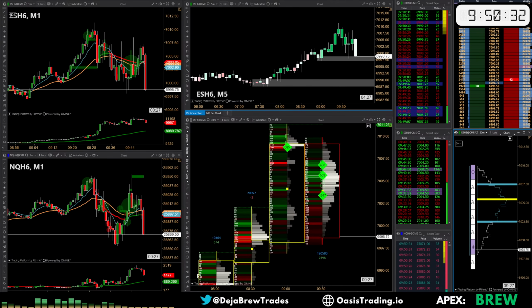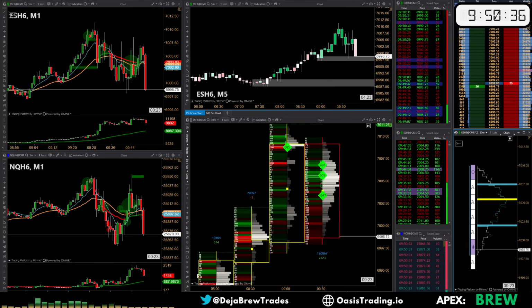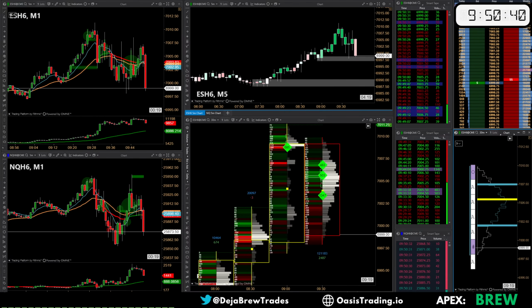Okay, finishing another lower rotation here. Yet again, is it going to stay below this lower tail? So it has to stay below like 7,000 to 7,002.